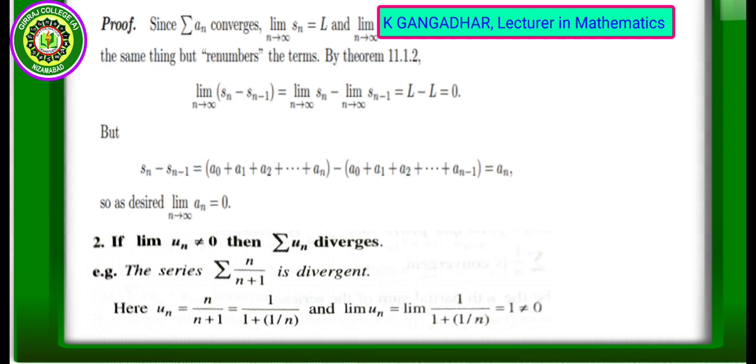Here the limit of un is 1, which is not equal to 0, then we say that sigma un diverges. Another example: the sigma 1 by n series is divergent but its limit value is 0.